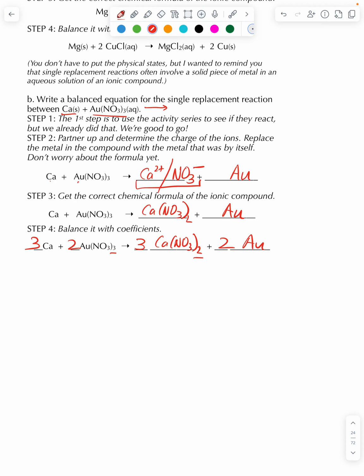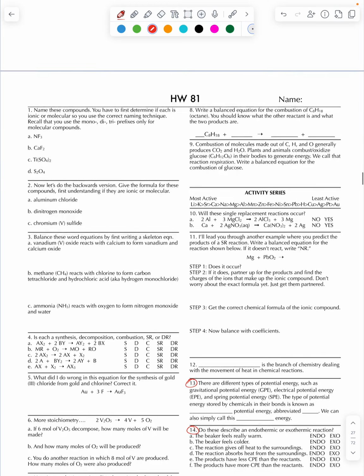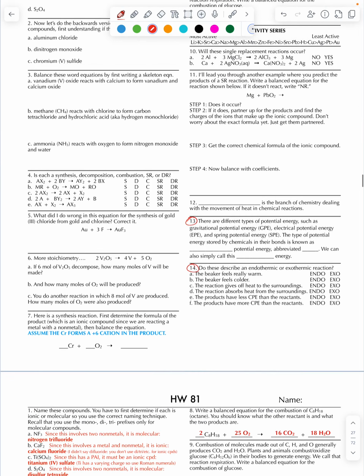See if it reacts. Just don't be in a hurry. Think about what the charges are of the new partnership and get the right chemical formula before you add coefficients in balancing it. I'm sure there's going to be more that we'll do here. Okay, just a couple on this sheet.